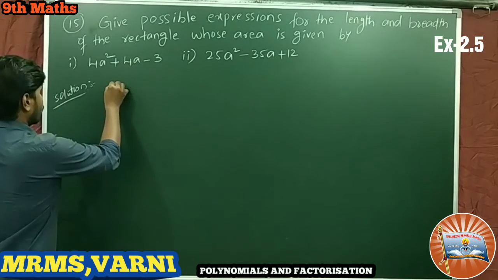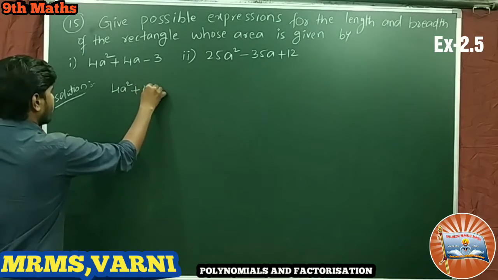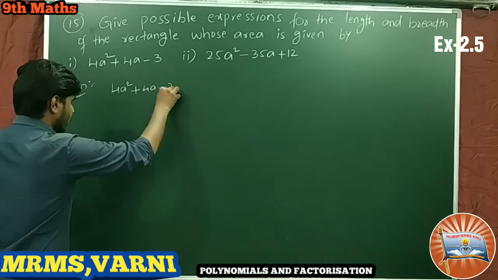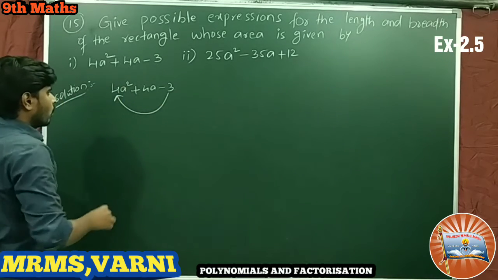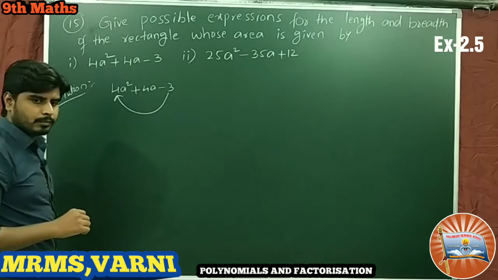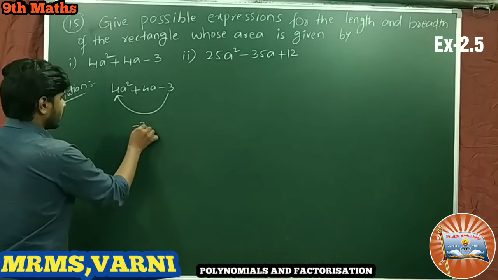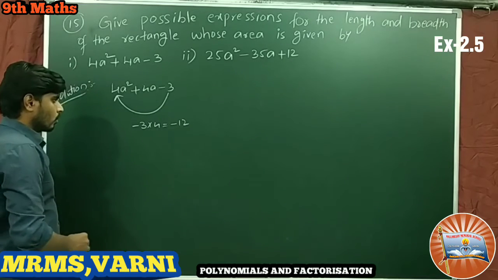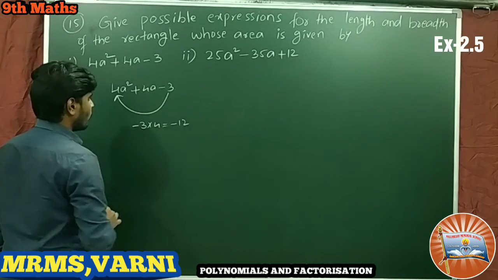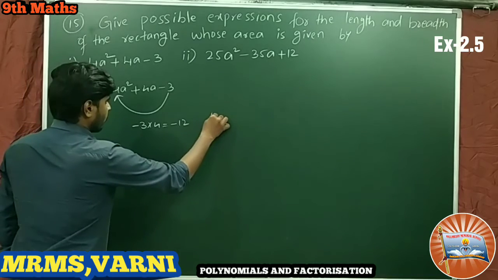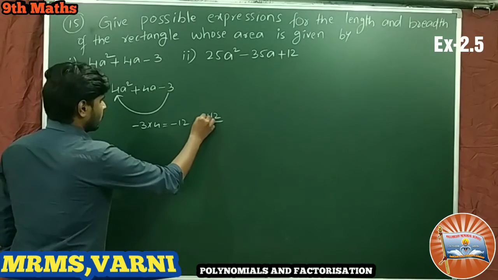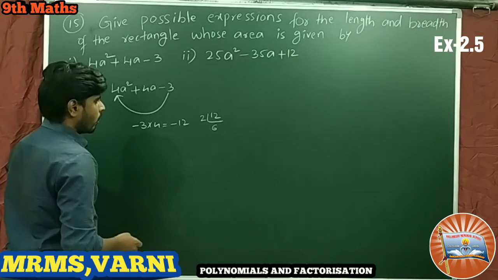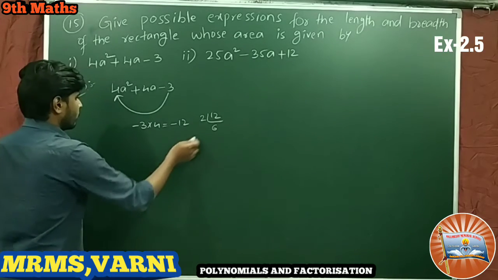Given 4a square plus 4a minus 3. To factorize this, first of all we have to multiply the constant term with the coefficient of a square. So minus 3 into 4 is nothing but minus 12. Forget about minus, take this 12 first. 2 6s are 12. Okay, so this is a perfect pair I think.